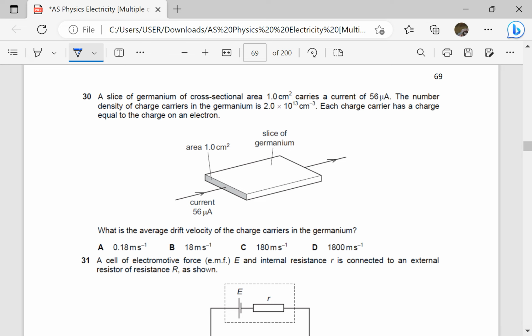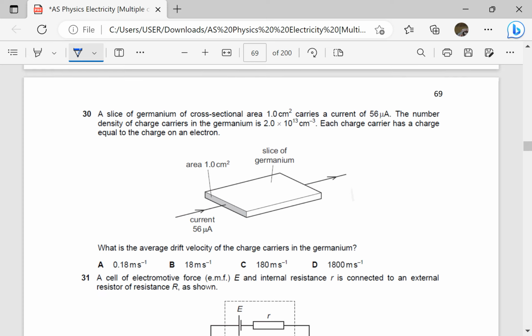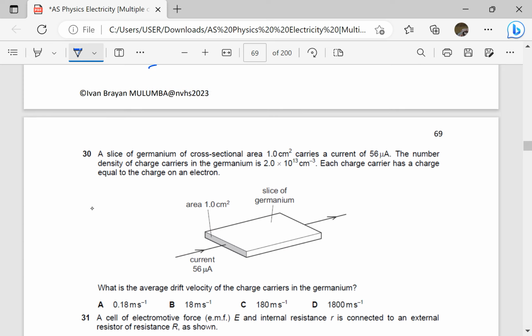A slice of germanium of cross-sectional area 10 centimeters squared carries a current of 556 microamperes. The number density of charge carriers in germanium is 2 times 10 power 13 per centimeter cubed. So immediately we can change these units, of course. 1.0 centimeters squared is 1 times 10 power negative 4 in meters squared. This one will be 2 times 10 power 13 times 10 power 6 to change it to per meter cubed.